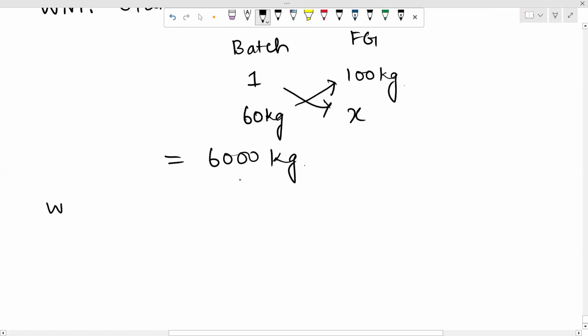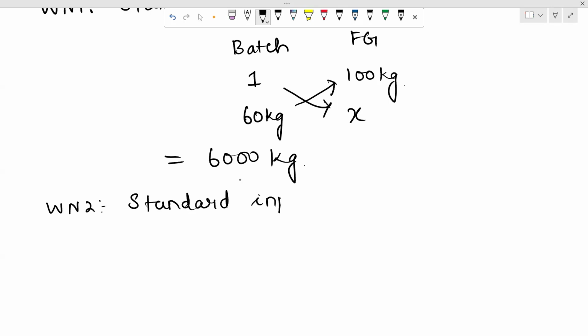So working note number 2. So here 6000 kg is the standard output. But for producing this standard output of 6000 kg, we should have used some amount of raw material, right? So what is that standard input for this standard output? So working note 2 is standard input for standard output. So this is nothing but in order to produce this 6000 kg of finished goods, how many kg of raw material we should have actually used.